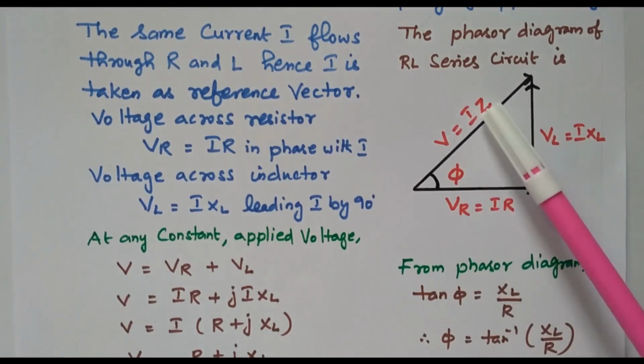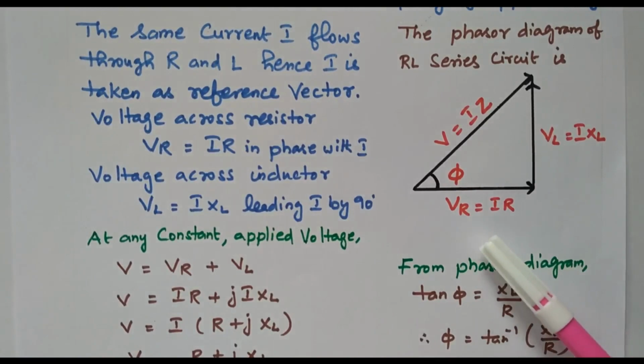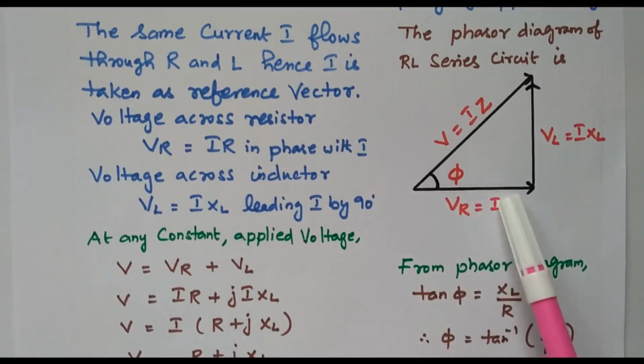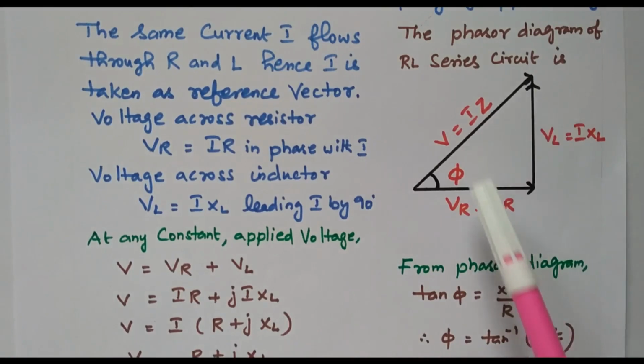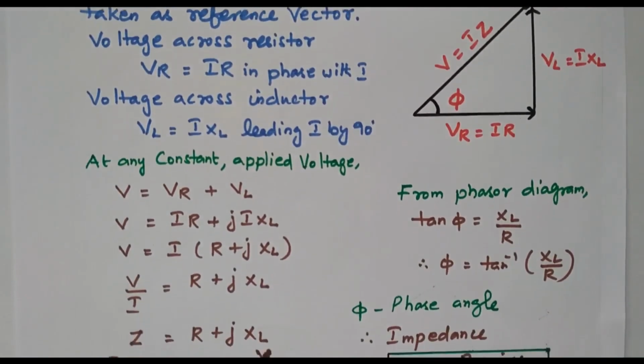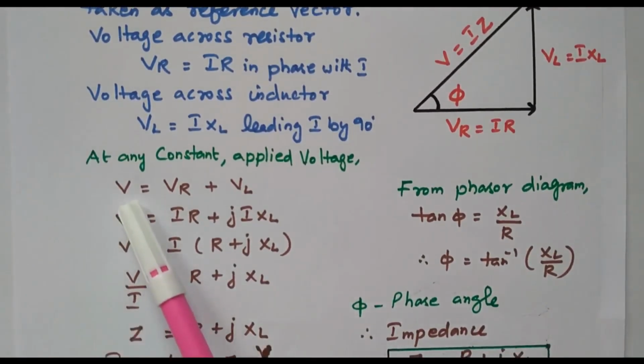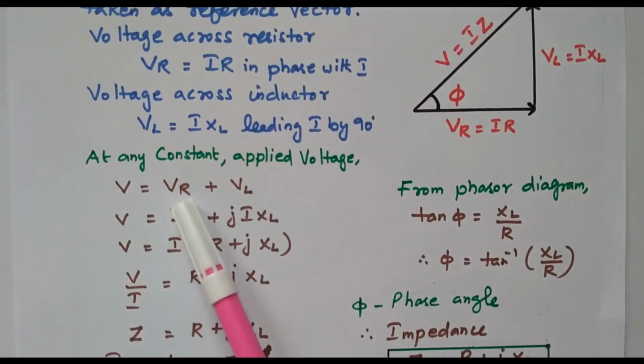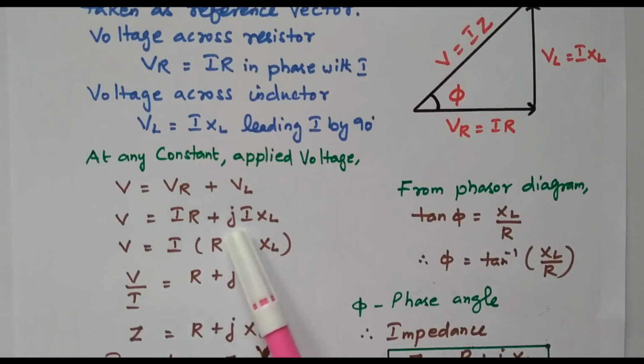That is I into Z, where Z is nothing but the impedance, the combination of resistance and inductive reactance. So this is the voltage across the resistor, and this is the voltage across the inductor. The sum of these two is the total voltage V, that is I into Z. From this phasor diagram, we can go for further analysis. The total voltage V equal to VR plus VL, the voltage drops across the resistor and inductor. So V equal to I into R plus j I into XL. What is this j? The j represents that the voltage is leading the current by 90 degrees. The j operator indicates leading by 90 degrees.